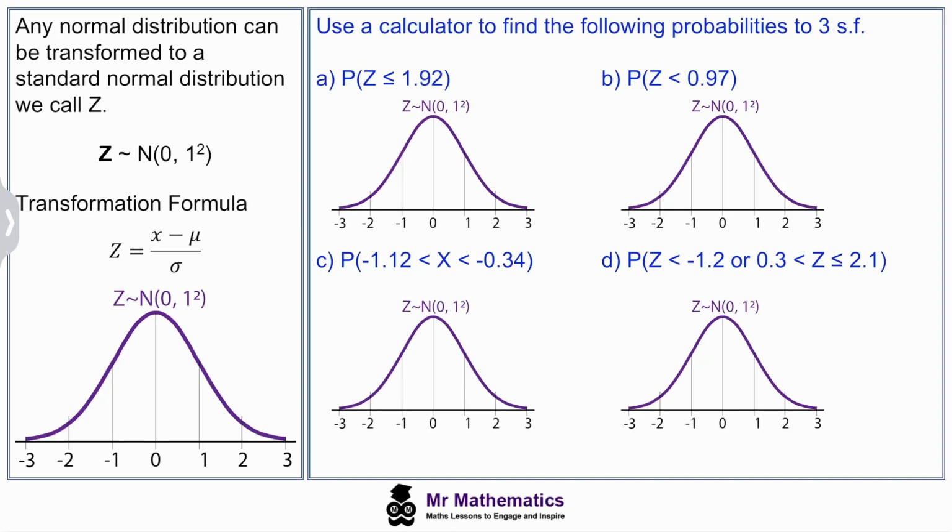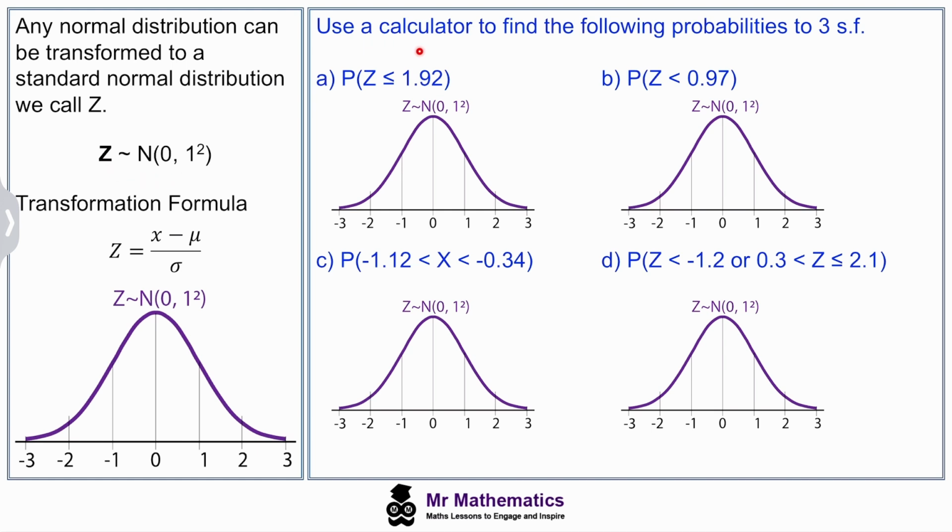Hi everyone. So this is my second video on the standard normal distribution. And in the previous video, we covered that any normal distribution can be transformed to this standard normal distribution where the mean is 0 and the standard deviation is 1 using this formula. In this video, we're going to look at calculating probabilities using this model.